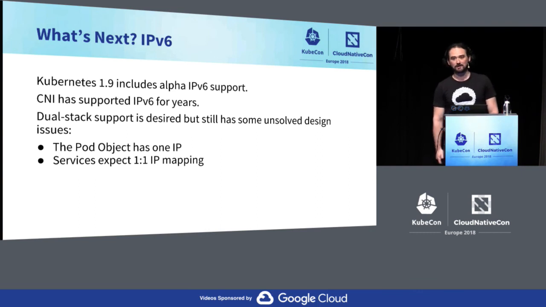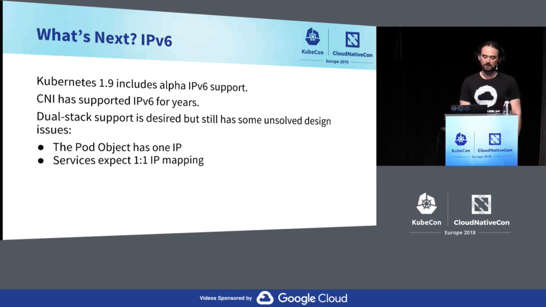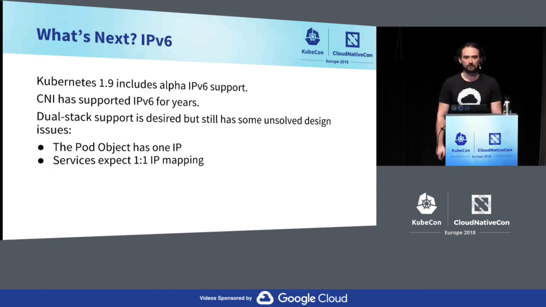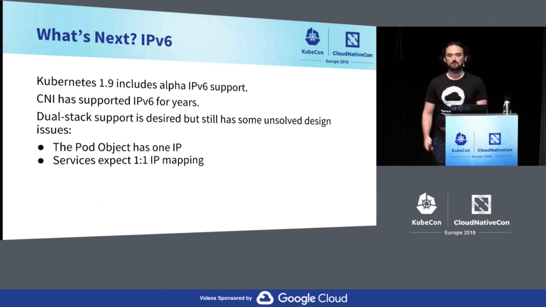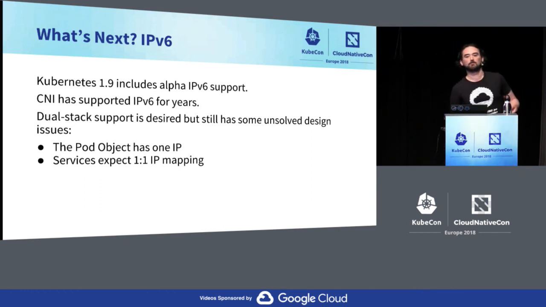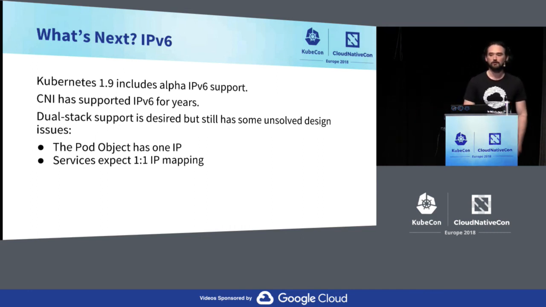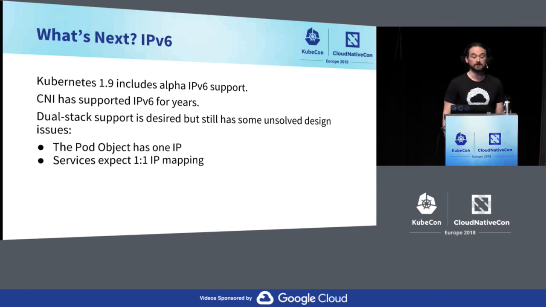What's next? IPv6. CNI has supported IPv6 for years. Kubernetes has not. Kubernetes has alpha IPv6 in 1.9. Dual stack support is sort of being designed, but not a lot of progress has been made on that yet. Still a lot of work to do. Still looking for contributors. Still looking for people to review the design.